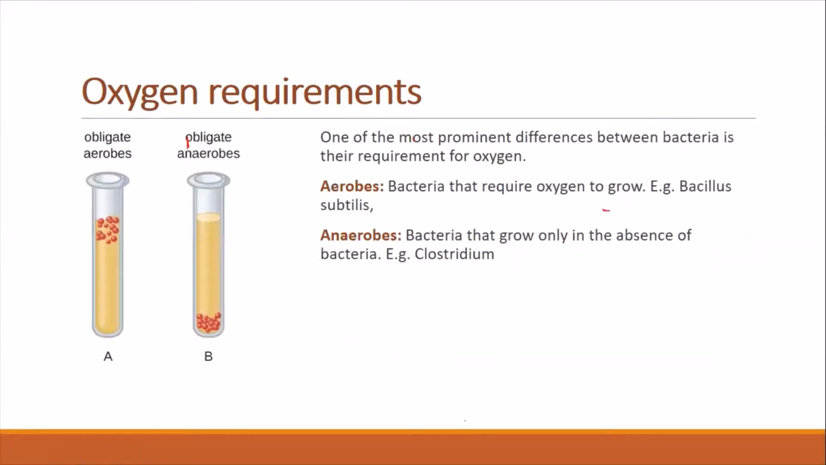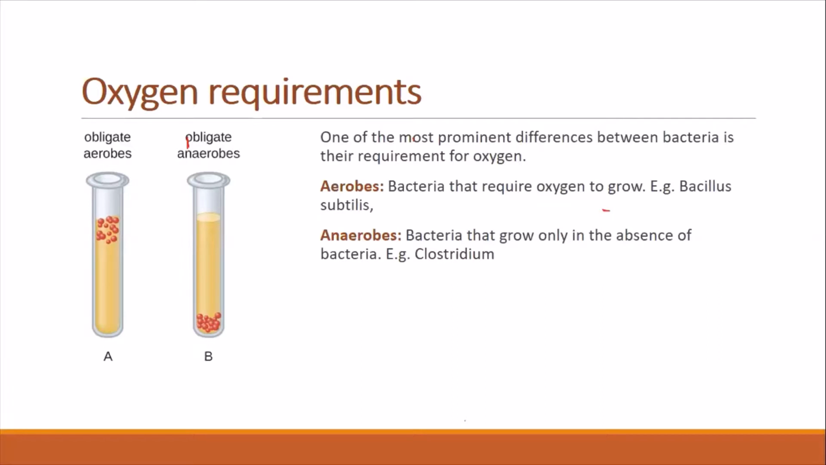Okay, so oxygen requirements. We have two main types of oxygen requirements when it comes to microorganisms: the anaerobes and the aerobes. Your anaerobes are the bacteria that only grow in the absence of air, such as Clostridium. And then the aerobes are bacteria that require oxygen to grow, such as Bacillus subtilis.